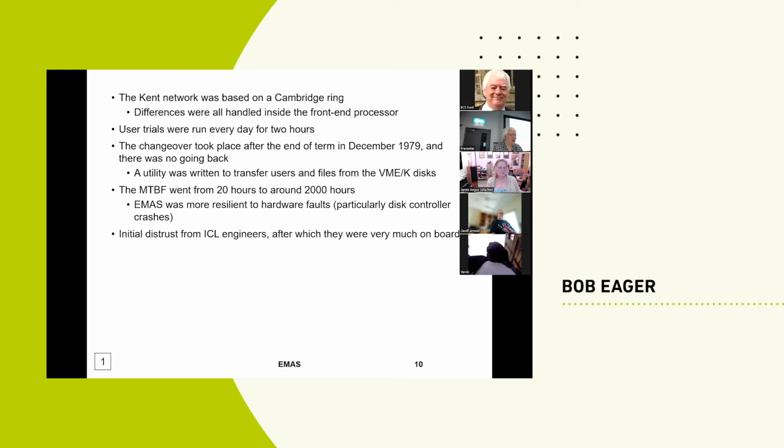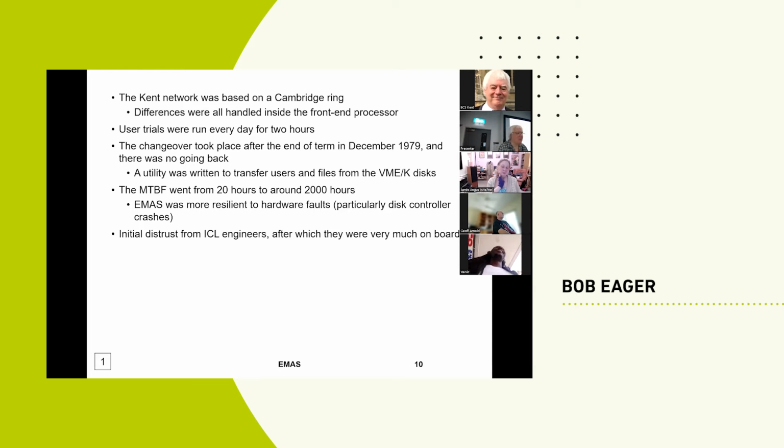What we hadn't realized, and I didn't realize until fairly recently, was that we changed over in December 79 and started using EMAS in earnest. Edinburgh had only started using it in earnest 2 months earlier. I hadn't realized we were so leading edge as that, or bleeding edge. The MTBF was much better. It went from 20 hours to 2,000 hours, would you believe? And that's partly because EMAS was very reliable. In fact, it was incredibly rare to have a software crash. But also because when there was a hardware fault, EMAS could largely fix those without even thinking about it.